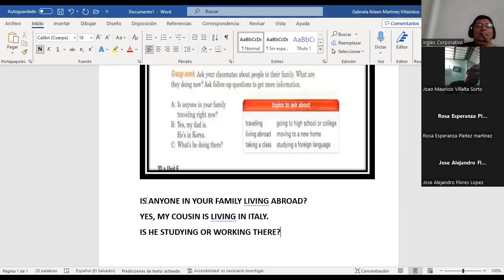Lo interpretamos diferente, ok. So please make one question for traveling, living abroad, taking a class, going to high school or college, moving to a new home, studying a foreign language. What does foreign mean? Extranjero. Es un lenguaje, un idioma extranjero.